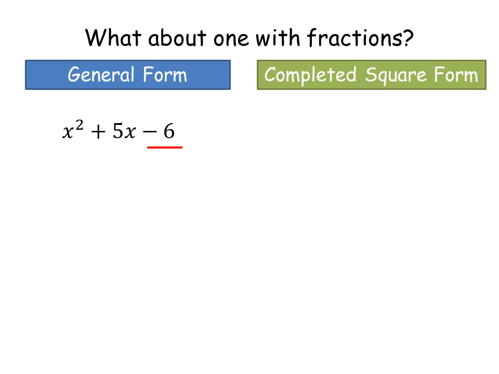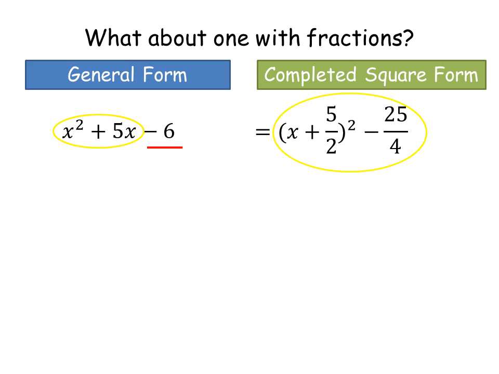What about one with fractions? So I have x squared plus 5x minus 6. Again, the minus 6 is not bothering me. Leave it alone. Let's deal with x squared plus 5x. I can deal with that. I know how to take half of my b coefficient. So (x plus 5 over 2) all squared minus the square of this, which is 25 over 4. But now I've got to balance it by including the minus 6.